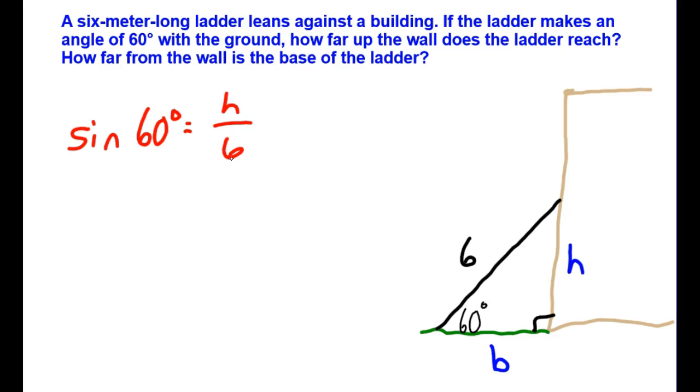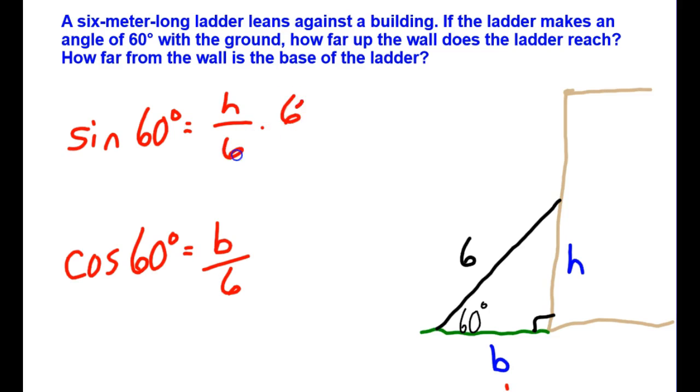Then if we want to set up an equation to solve for B, if this is the angle we're using again, we need to find the adjacent side, and we know the hypotenuse, so we have to use cosine. So then the cosine of 60 degrees is equal to B over 6. In both these equations, all we're going to do is multiply both sides of the equation by 6, and we will get some approximations.